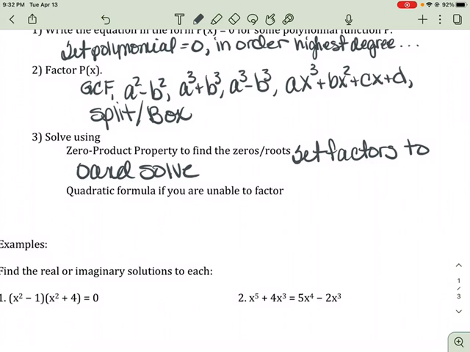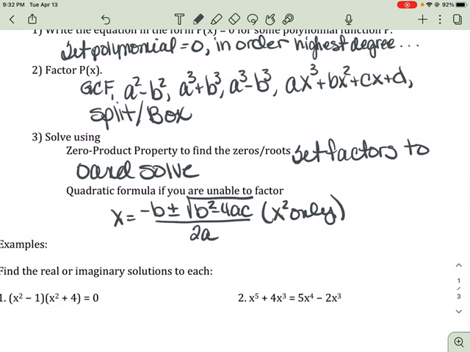Now, if we are unable to do that, let's say it's a quadratic that can't be factored, then we're going to want to use the quadratic formula. So remember that's x equals negative b plus or minus the square root of b squared minus 4ac, whole thing over 2a. Okay, and that's when it's x squared only.